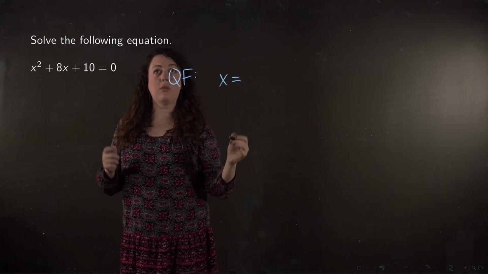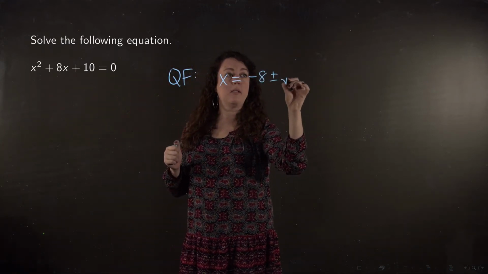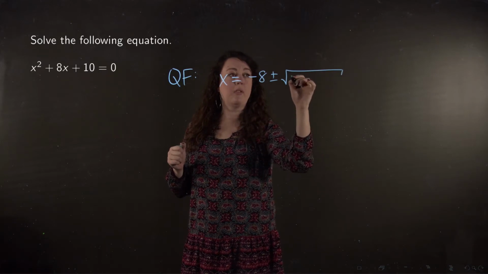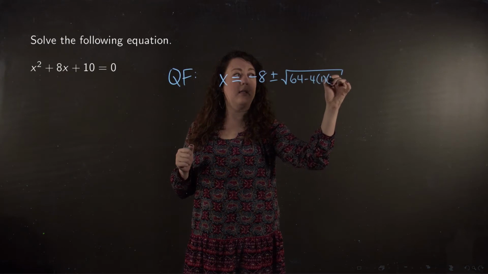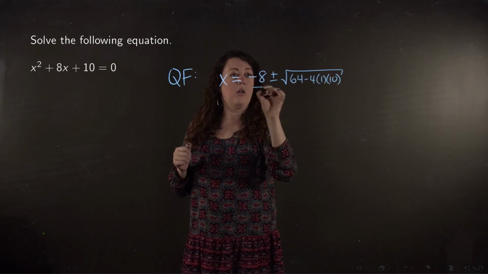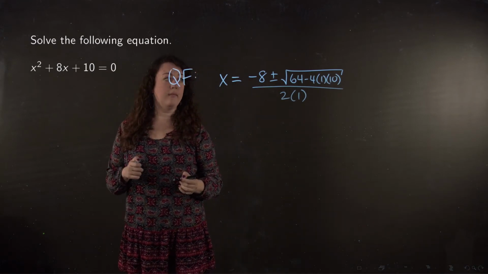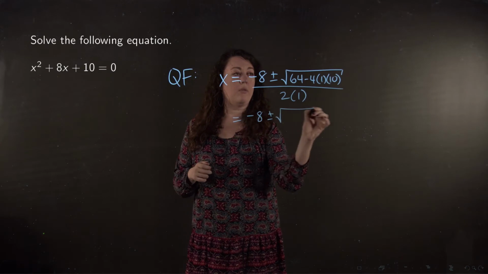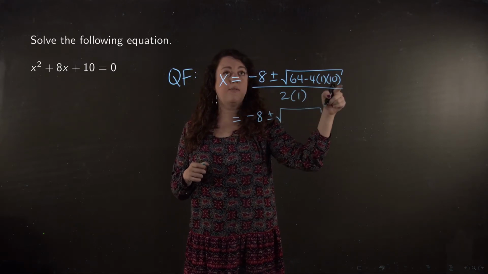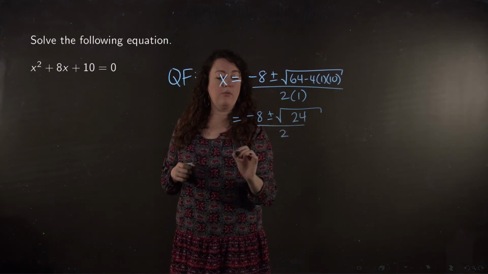So x equals negative b plus or minus the square root of b squared minus 4ac, all over 2a. All right, then let's simplify. Negative 8 plus or minus the square root of 64 minus 40, which gives me 24, over 2.